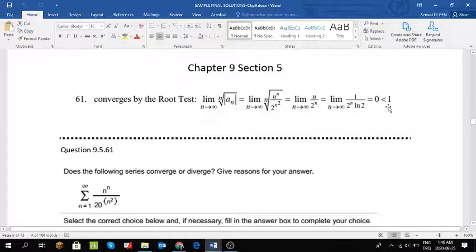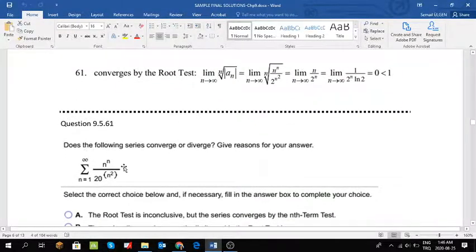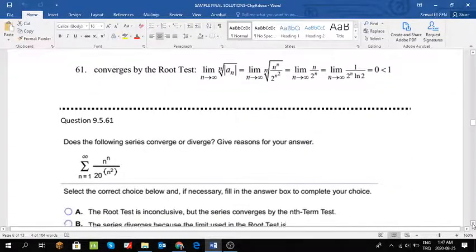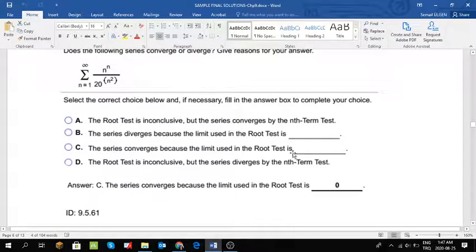And this is less than 1. The nth root test says if you take the nth root, and if it is less than 1, then the series is convergent. So we can apply the same thing here. Since the a_n's are very similar, we are going to get the same type of answer. Instead of 2, we are going to get 20. So by the nth root test it's convergent, which means the answer is C. The series converges because the limit used in the root test is 0.